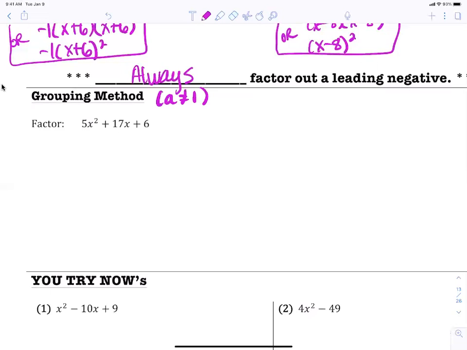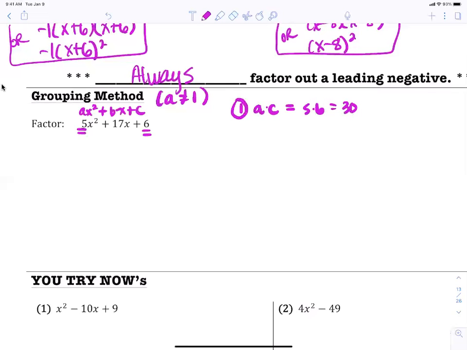So usually when we factor by the grouping method, our first step is going to seem kind of odd, but we multiply the a and the c value. Just remember, when we look at any standard form of a quadratic, a is the number in front of the x squared term, and c is the number on the end. So we start by multiplying those together. For us, I'm going to do 5 times 6, and we're going to get 30.